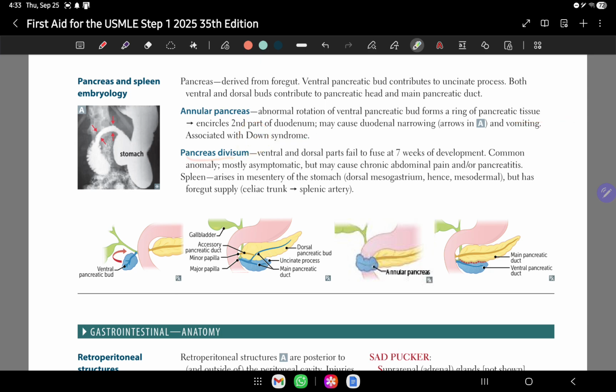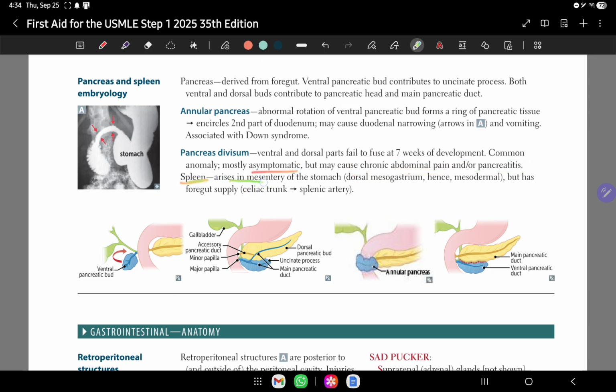Pancreas divisum. The ventral and dorsal parts fail to fuse at the 7th week of development. So sometimes this rotation does not happen, leading to failure to fuse at the 7th week, which normally occurs. It is a common anomaly, but mostly asymptomatic. The patient doesn't feel anything, but it may cause chronic abdominal pain or pancreatitis. So this can be a problem, but mostly it's asymptomatic.